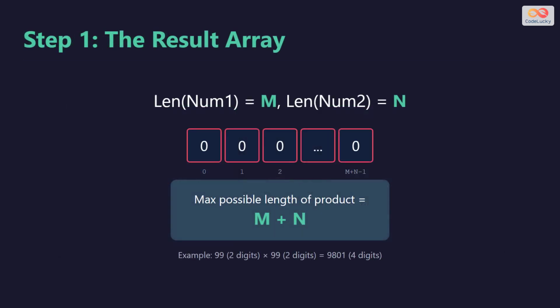First, we need a place to store our answer. The maximum length of the product of two numbers is simply the sum of their individual lengths. For example, a two-digit number times a two-digit number yields at most a four-digit number. So, we initialize an array of zeros with size m plus n.